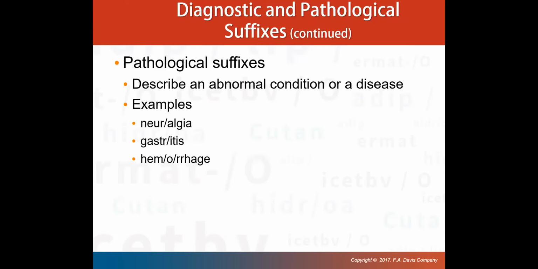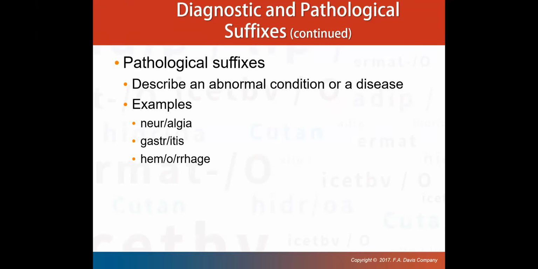We'll talk about pathological suffixes, right? So the others were diagnostic. These are the pathological. Pathos is from the Latin, meaning something's wrong or bad. So when we talk about pathological, that means that something is wrong, the person's sick. So an abnormal condition or a disease.